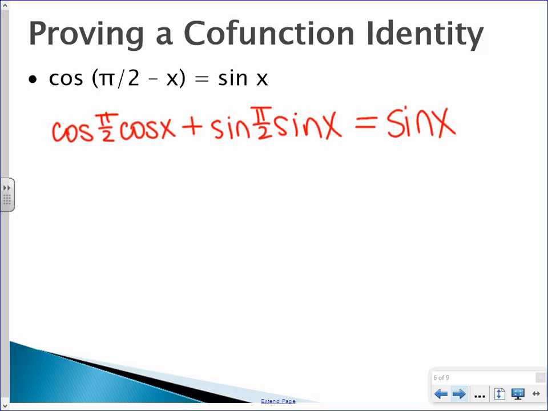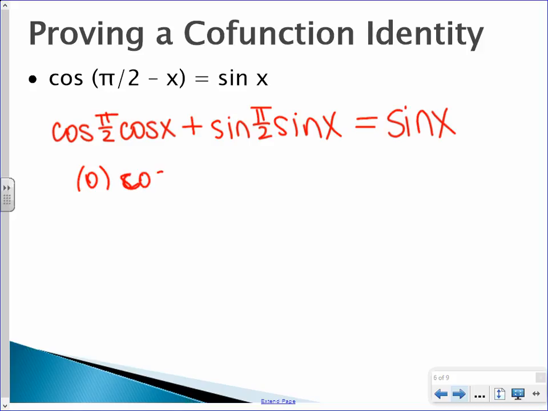We actually wouldn't have to do that because we know what the cosine of pi over 2 is. So we can just evaluate it right now. What is the cosine of pi over 2?